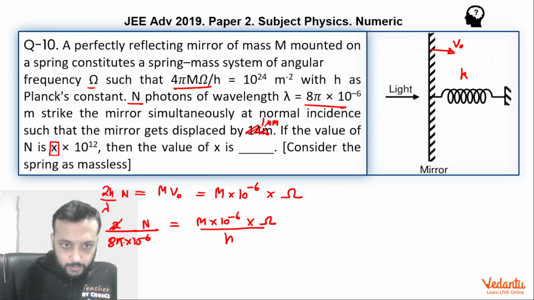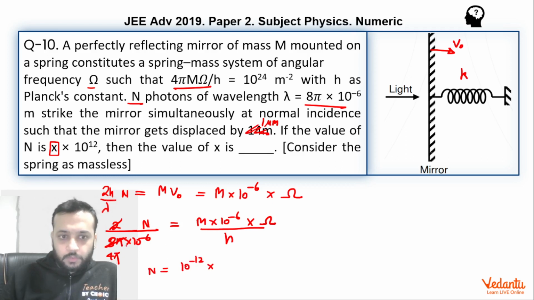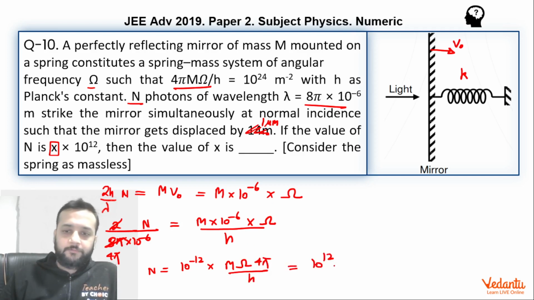This 2 and this will become 4 pi, and 4 pi you can take this side. So basically N will become 10 to the power minus 12, this 10 to the power minus 6 also you can take this side, into m omega into 4 pi upon h, right? So this was 10 to the power 24, and hence we can say N becomes 10 to the power 12, right? So basically this x is nothing but 1.